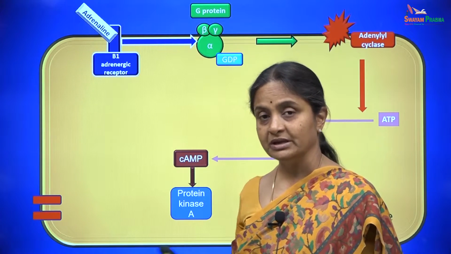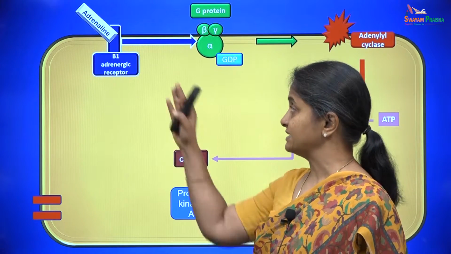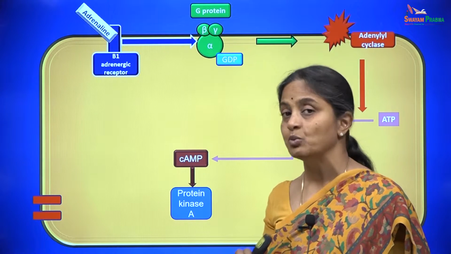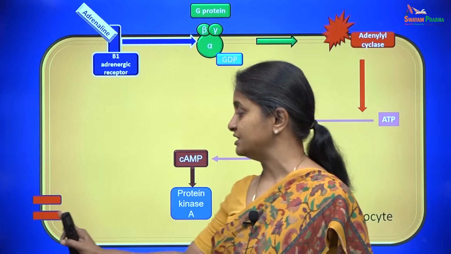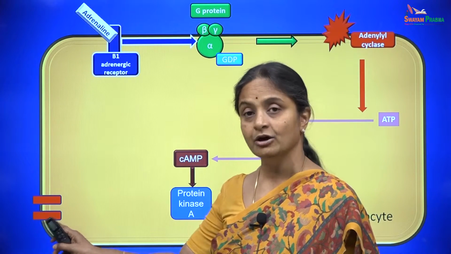One of the proteins, we can't consider all of them, which are phosphorylated as a result of adrenaline acting on beta 1 adrenergic receptor, we will see one example. One of the proteins which is phosphorylated is the L-type calcium channel on the plasma membrane.